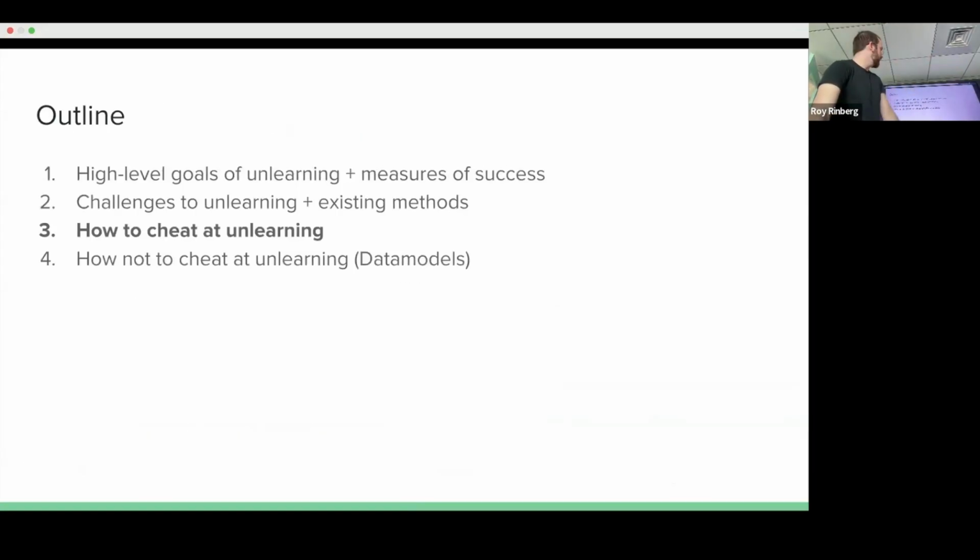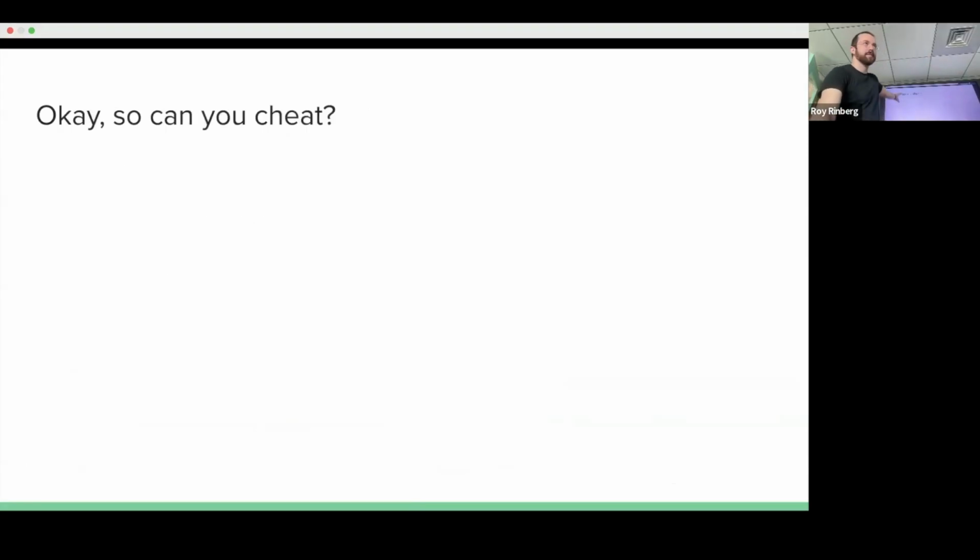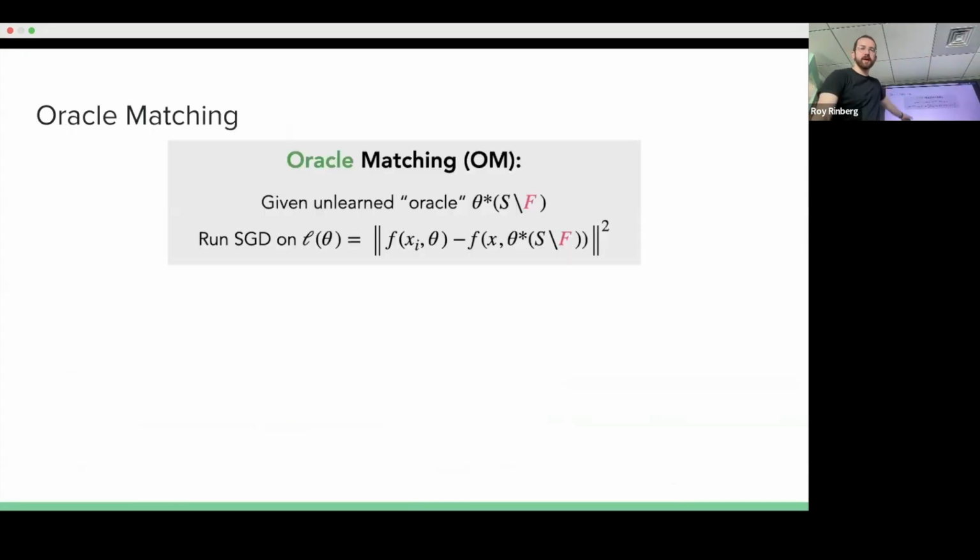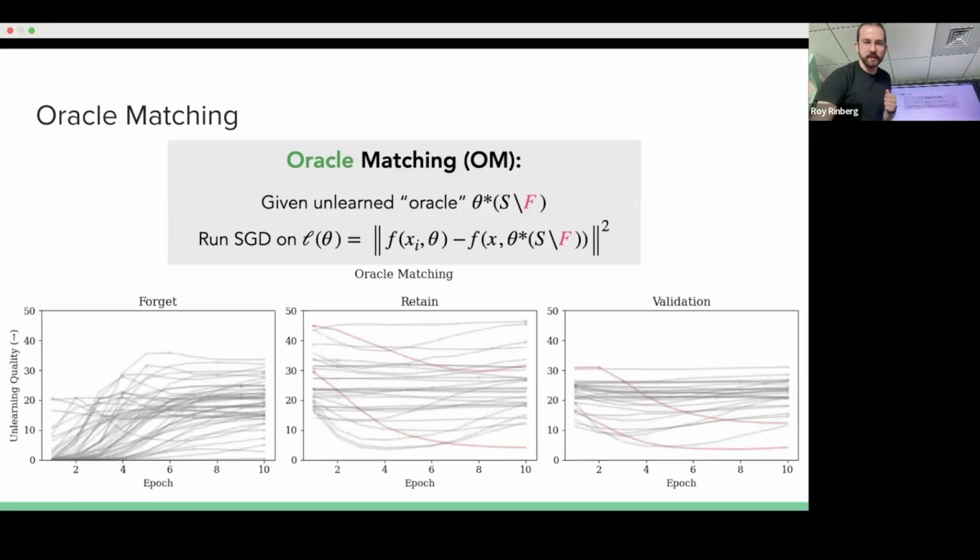Okay. And we're kind of going to get into a notch cut. Can you cheat? Let's define oracle matching. Let's say we're going to do whatever we can to come up with the best unlearner. Say I have sample access to a fully retrained model, and I just do gradient descent on the outputs of that model's predictions. This immediately solves the missing targets problem.